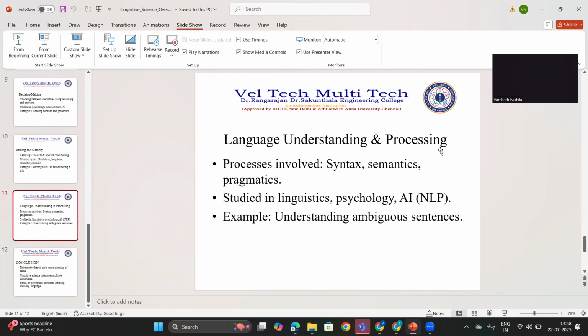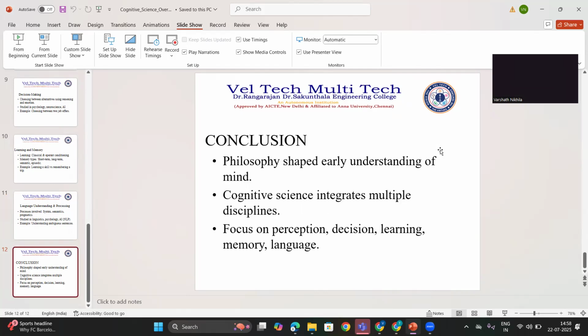reply. Conceptual relevance: the information processing approach gives students a conceptual framework for understanding how the mind works with the philosophy. Philosophy shaped the early understanding of the mind, and cognitive science integrates multiple disciplines. So finally, we conclude this lecture: we mainly focused on cognitive science, on perception, decisions, learning, memory, and language.